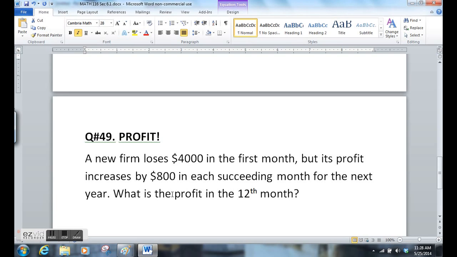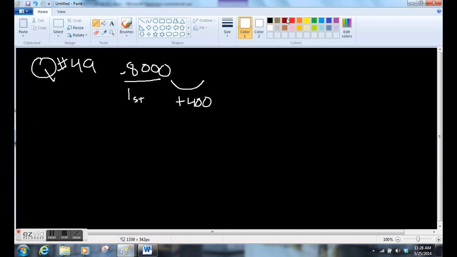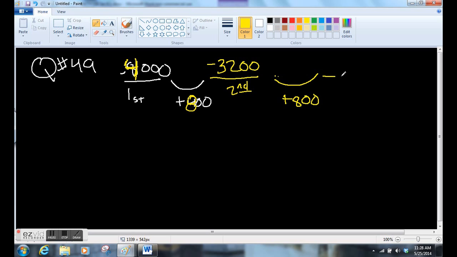Let's go back to the paint page. So this is $4,000, and it's going up by $800. So the next month, second month, do you see what's happening here? It's going to be -$3,200. Well, okay, that's still not that great. Next month, it's going to go up another $800. So what's that? I'm going to go with $2,400, like that. Anyway, so keep going.